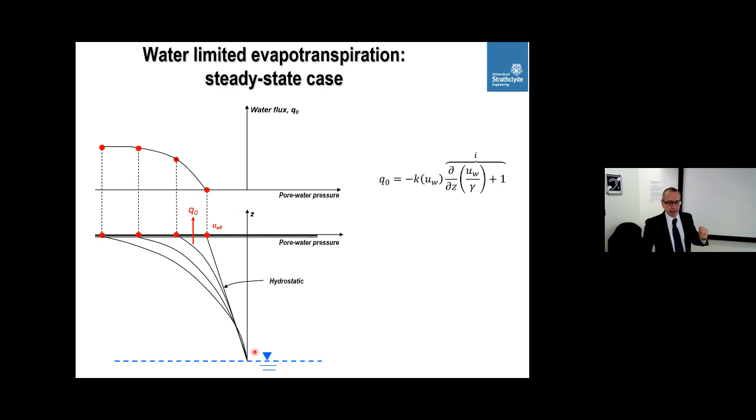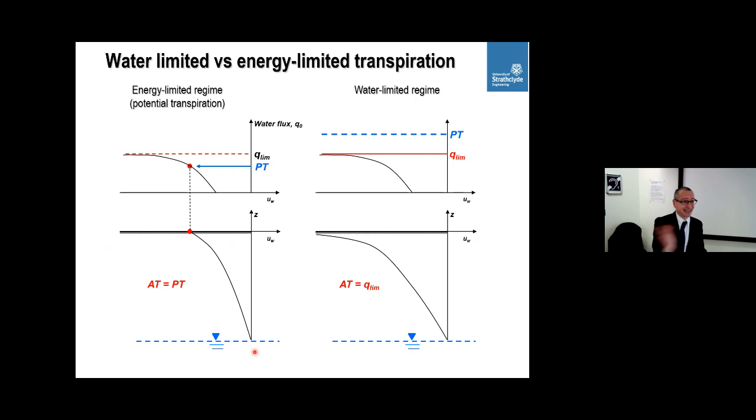And that maximum flux can be understood by the fact that when moving the pore water pressure to minus infinity, the gradient goes to infinity, but the soil becomes dry and the hydraulic conductivity goes to zero, and the product is a finite number. So we have two different regimes in the transpiration or evaporation process.